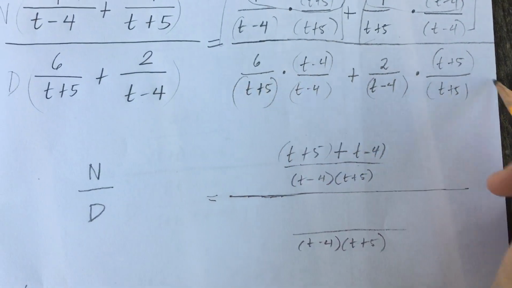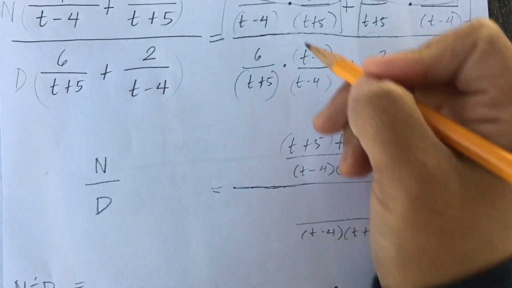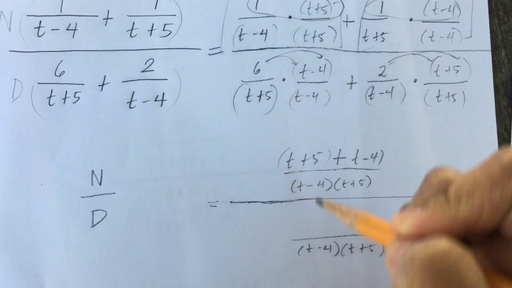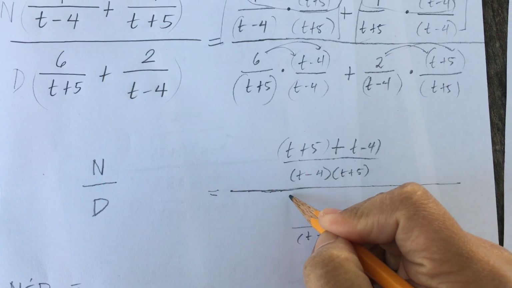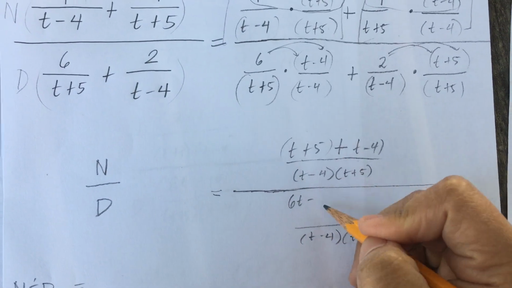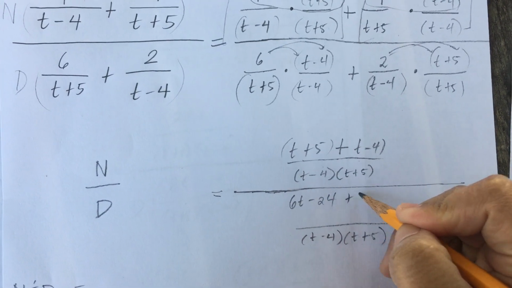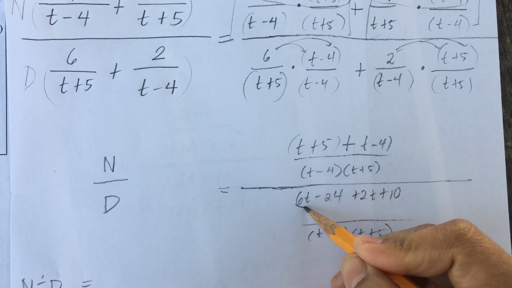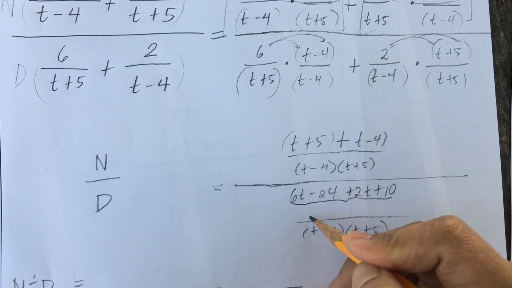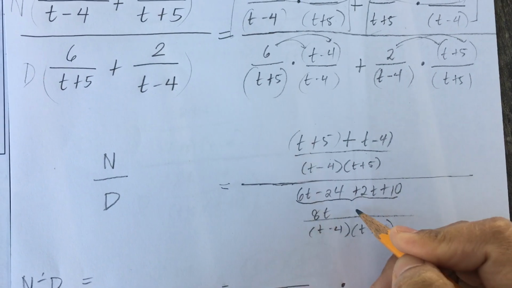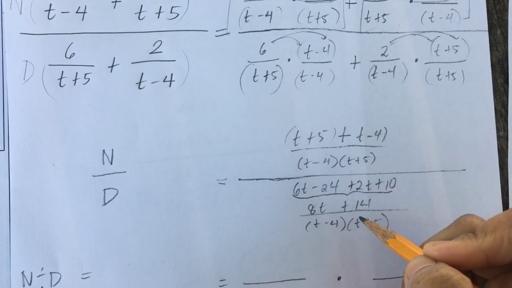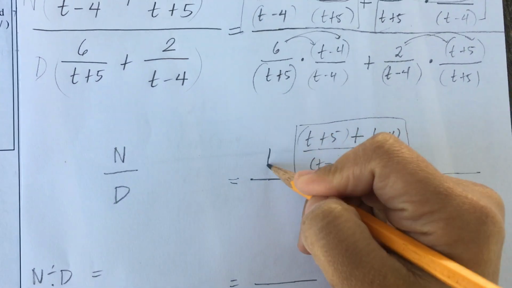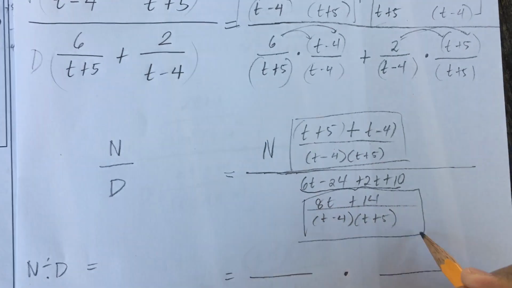In the denominator, if I distribute that, the 2 and the 6, that becomes 6t minus 24 plus 2t plus 10. And I am going to combine it over here. That would become 8t plus 14. So this is the whole numerator. And this is the whole denominator.